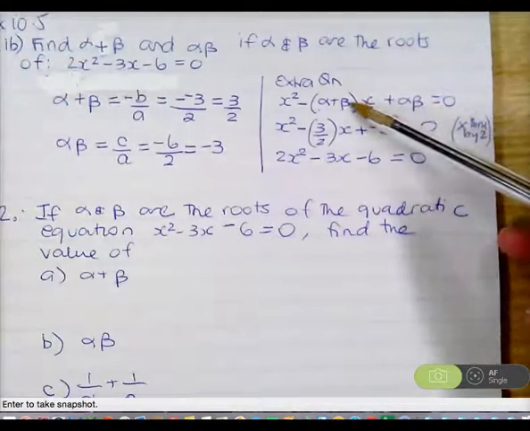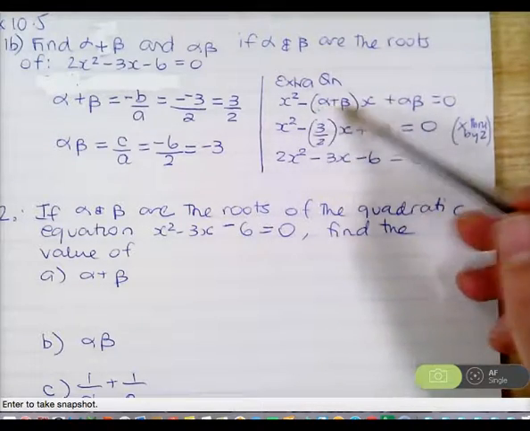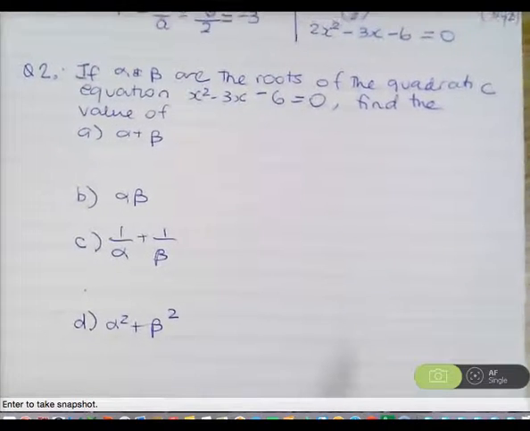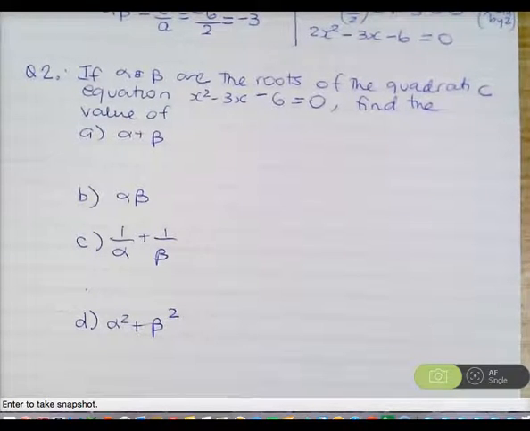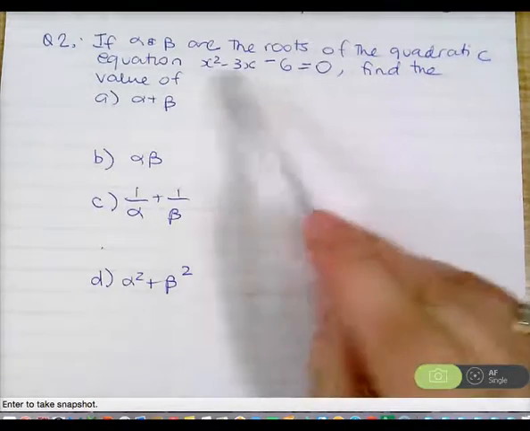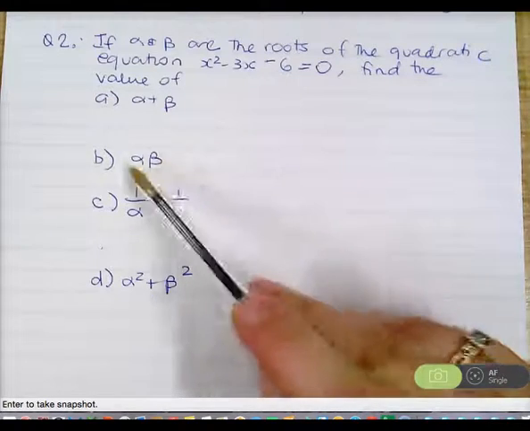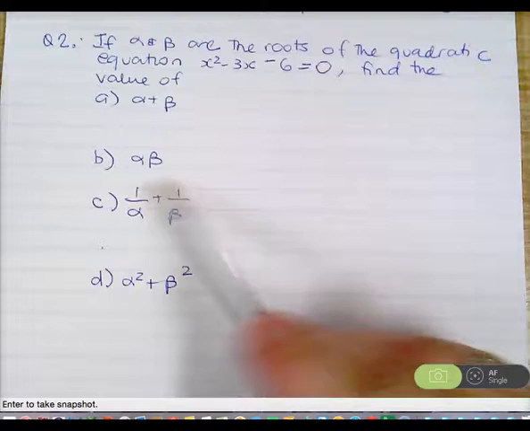But because we know sum of roots is minus b on a, you've got to put a minus in front of this one. All right? Don't worry about that yet. So let's look at this question here. If alpha and beta are the roots of the quadratic equation, find the value of alpha plus beta, alpha times beta. Remember, that's the sum of the roots, product of the roots. Then we're going to do these.